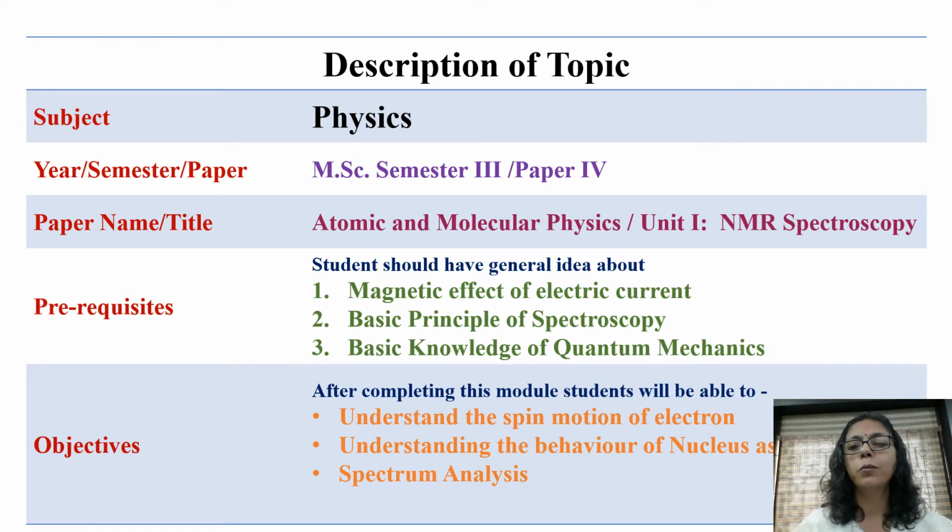As I told you, we will be talking about the 4th paper of M.Sc. 3rd SEM Physics with the paper title Atomic and Molecular Physics. In this lecture specifically, we are talking about the first unit of this paper, and in that first unit also our main focus would be about the concept of NMR spectroscopy.